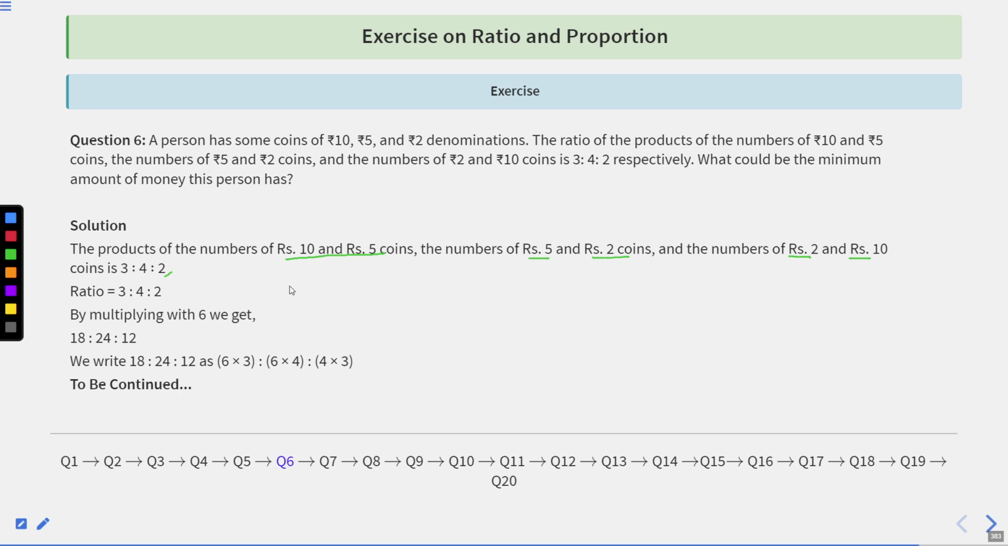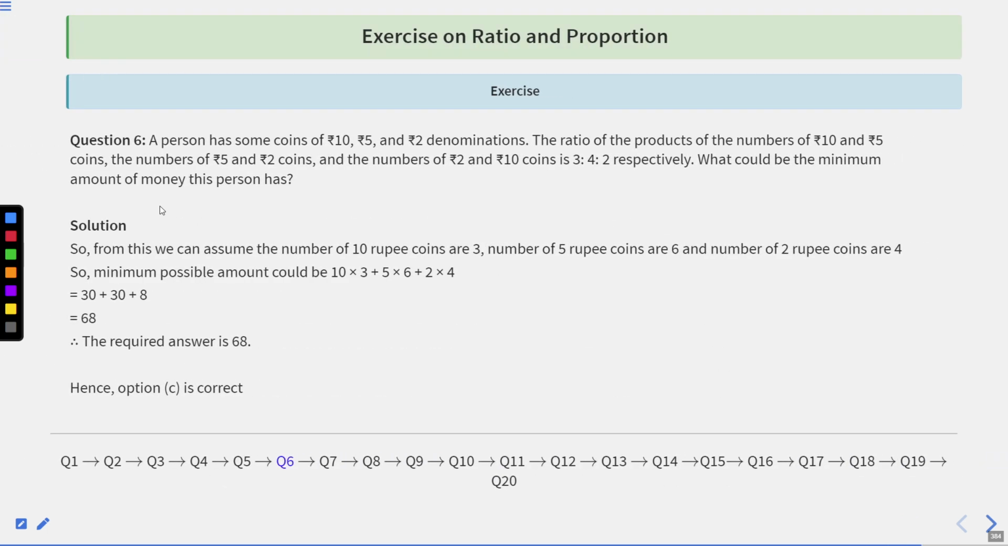By multiplying it with 6, we will have 18:24:12. So we write it like this. From this we can assume the number of 10 rupee coins is 3, 5 rupee coins is 6 and 2 rupee coins is 4. So the minimum possible amount could be 10 into 3 plus 5 into 6 plus 2 into 4, which is 68. Therefore, the required answer is 68, and the correct option here is option C.